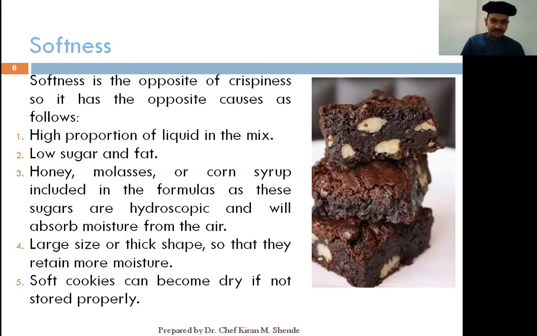Factor number 5, soft cookies can become dry if they are not stored properly. Like I said earlier, storing of any cookie is much more important. The classic example of a softer cookie and a gooey cookie is brownie. It's a very classical example. The third characteristic is chewiness.